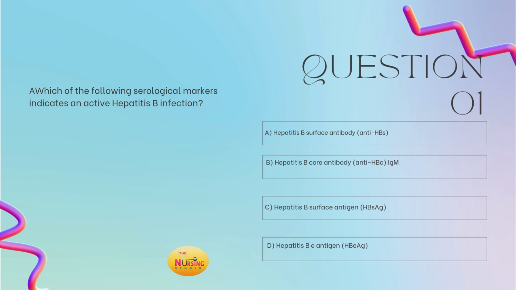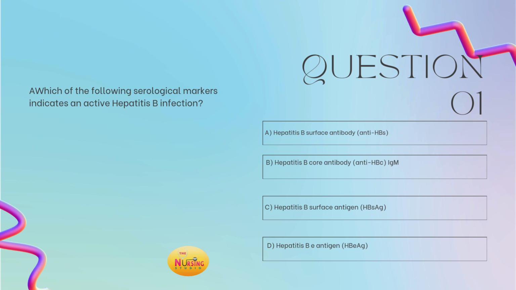All right, typically I'll tell you to read the stem of the question. Here, the question is the stem, right? Knowledge-based question. Which of the following serological markers indicates an active Hep B infection? So which marker indicates an active Hep B infection?